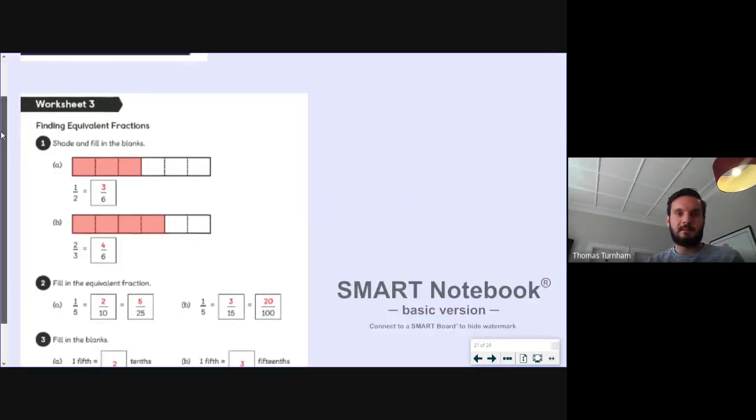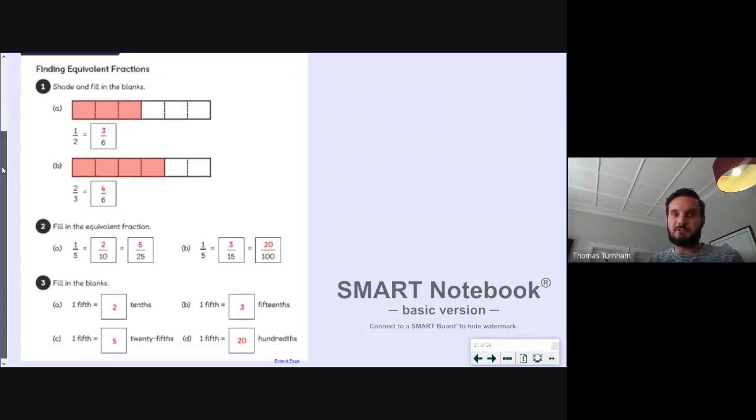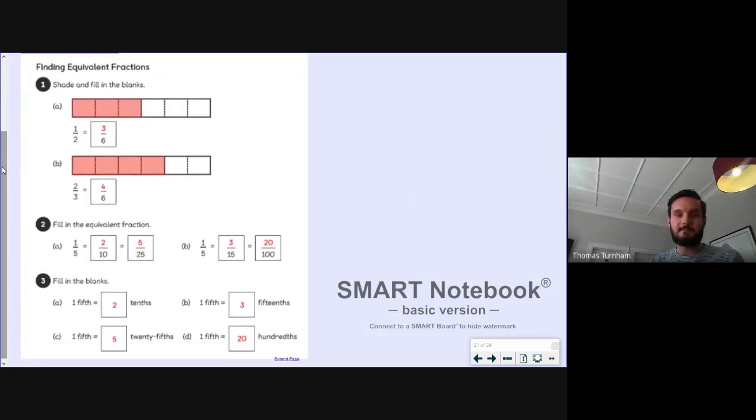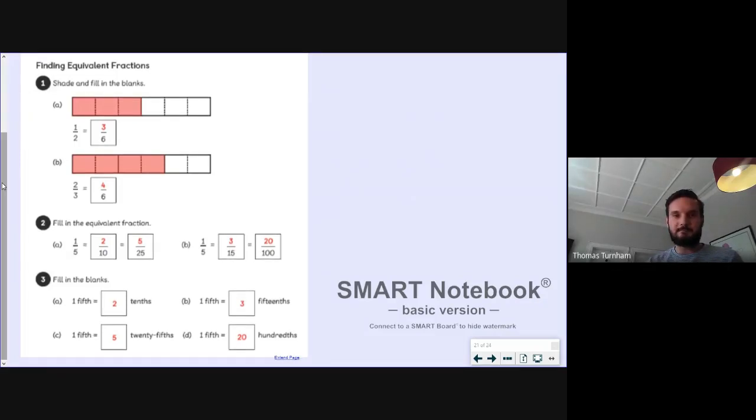Brilliant. First part of the worksheet was asking you to shade in. Here are the answers. Then it asked you to do some equivalents.